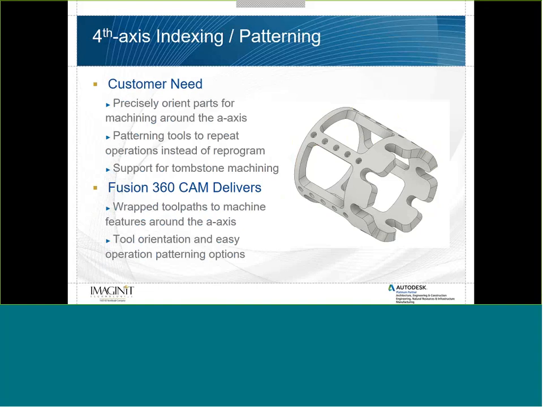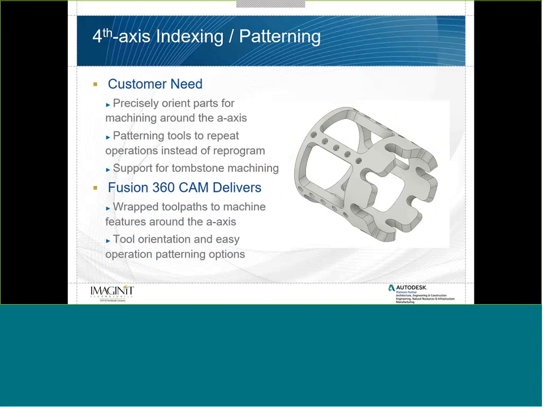All right, so the next thing we're going to talk about is our 4th axis indexing and some patterning that goes along with it. The customer need here is to precisely orient parts for machining around the A-axis, the X-axis of the model, so being able to rotate around that. We also need patterning, or patterning the tool to repeat the operation instead of reprogramming it. Obviously, you can see in this part that there's a lot of the same operation happening at different angles around the cylinder.